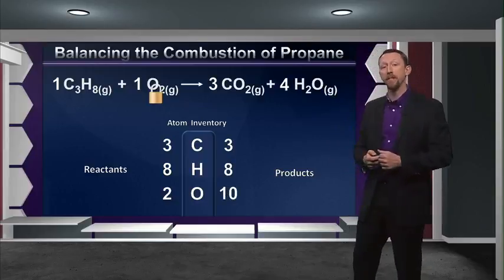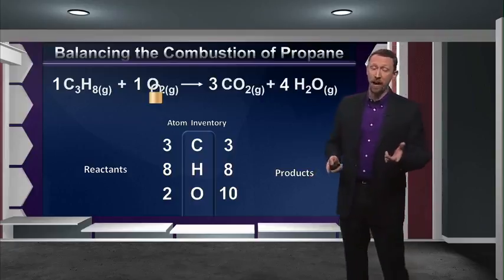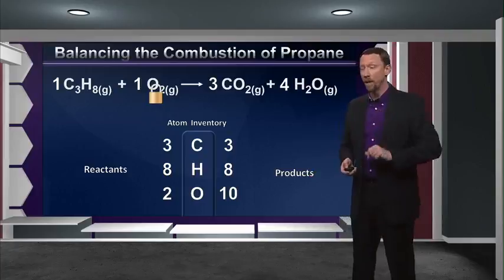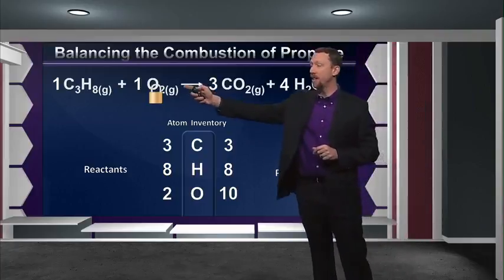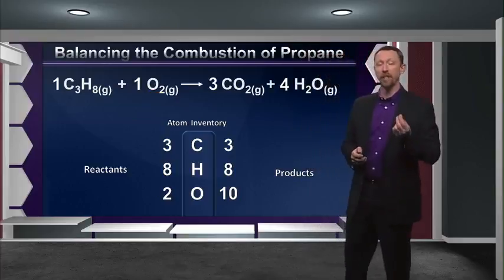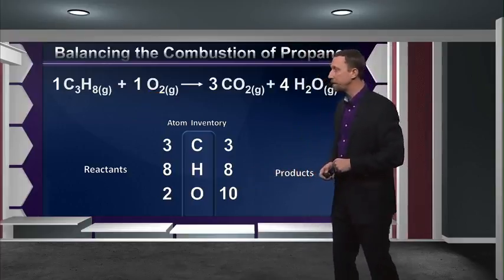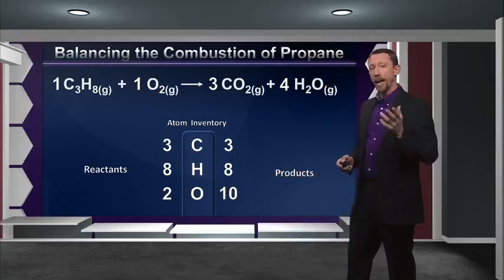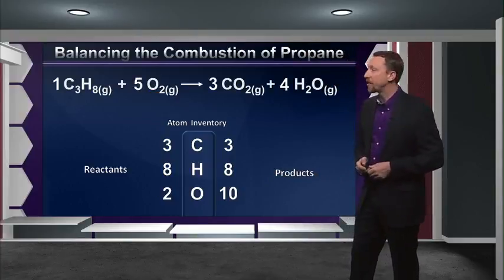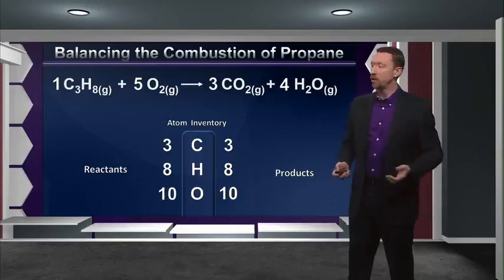So carbon is balanced. Hydrogen is balanced. Oxygen is still not balanced, but I've got that ace in the hole. Remember, I've locked up that oxygen and not tinkered with it yet, because now I can change it, and in doing so, only alter that last ratio that's not quite right. So to get the same number of oxygens on both sides, I simply change my coefficient on oxygen to 5, giving me 10 oxygen atoms.